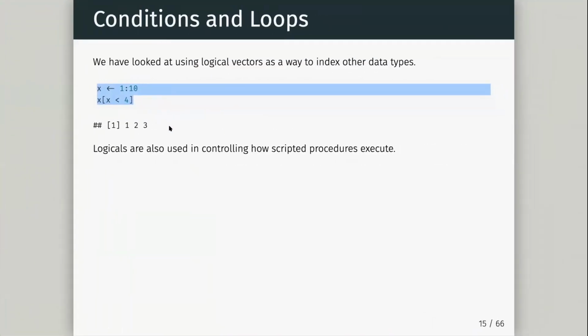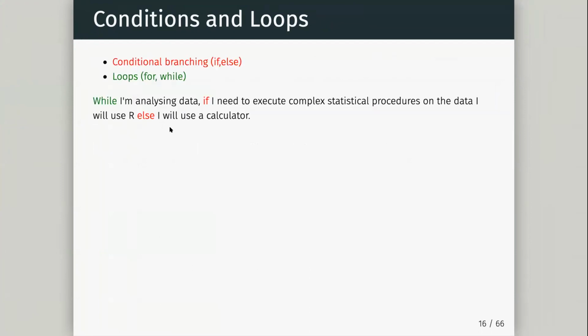So we've already come across logicals, but we can also use logicals now to decide, shall I run this script? Shall I run this particular procedure? Or shall I run this other procedure? So the two things we want to learn here are conditional branching, if this, else do this, and loops. While I'm analyzing data, if I need to execute something complex, I will use R. In other cases, else, I will use a calculator.